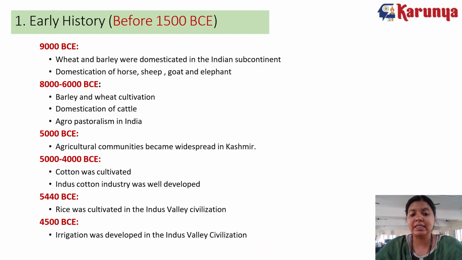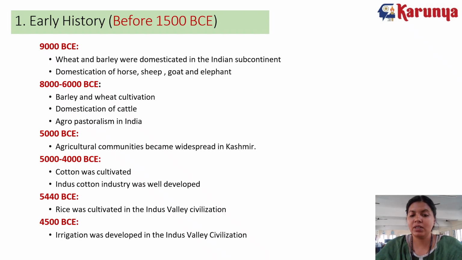Around 5000 BCE, agriculture communities developed in the Kashmir region, showing that people had started living in permanent settlements. Around 5000 BCE to 4000 BC, cotton cultivation started in India, and the Indus Valley became famous for cotton production. We also have archaeological evidence showing that rice was cultivated in the Indus Valley civilization thousands of years ago, and this proves that India is one of the oldest rice growing countries in the world.